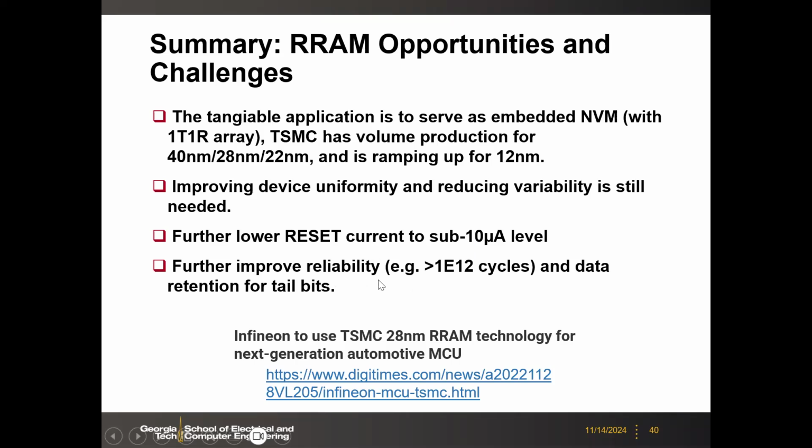Ideally, if you can increase the endurance to this level, that would be fantastic. But currently, it's like 1E3, 1E4, 1E5 for the industry offering.